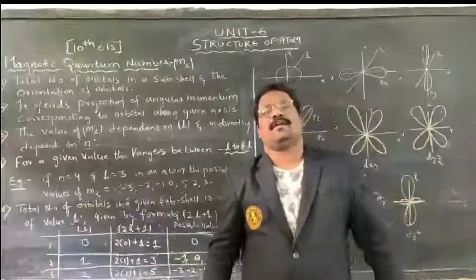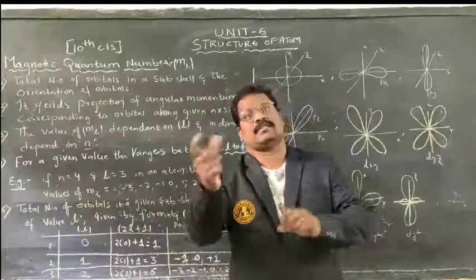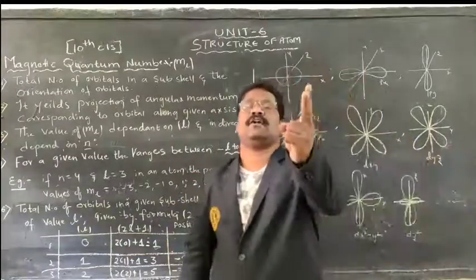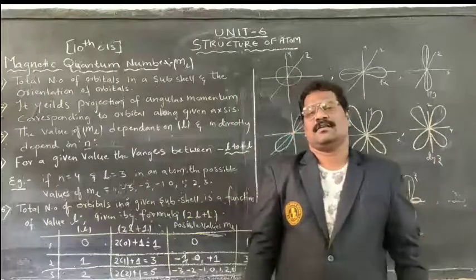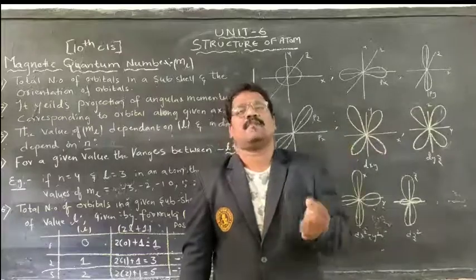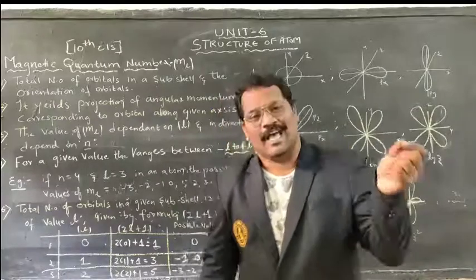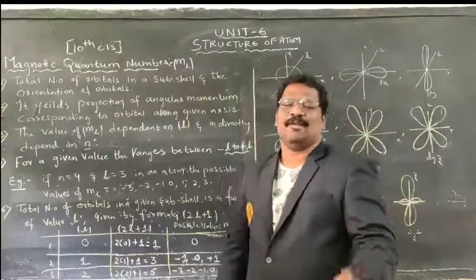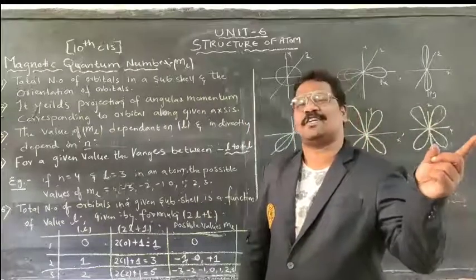Within this topic, now we are discussing quantum numbers. Within that, we have completed two quantum numbers. What is meant by quantum number? We have studied the principal quantum number as well as the azimuthal quantum number. Also, we have completed them.